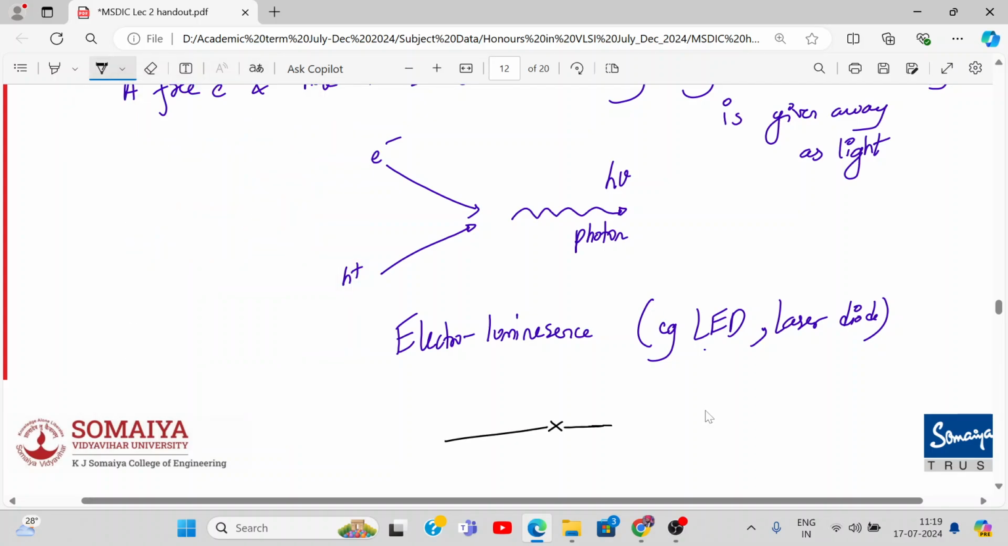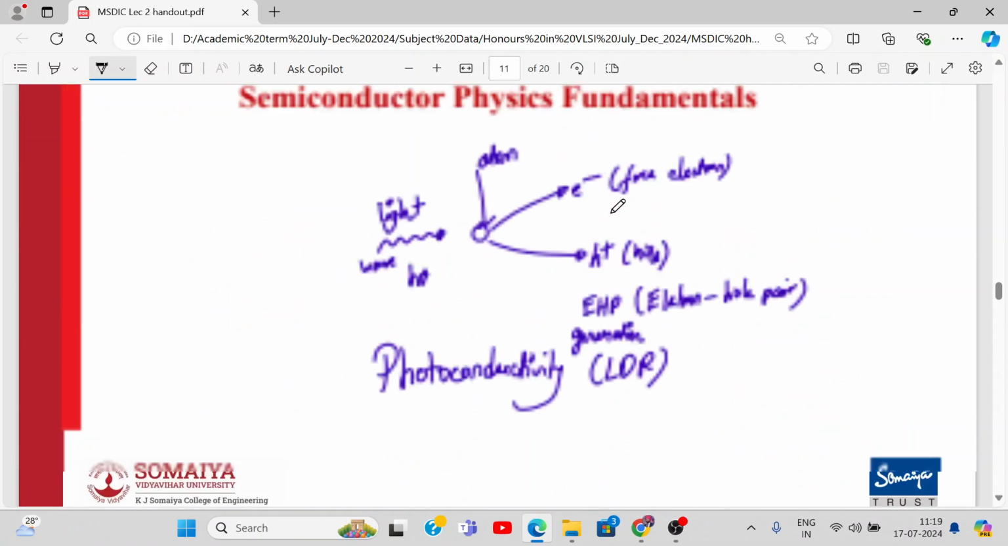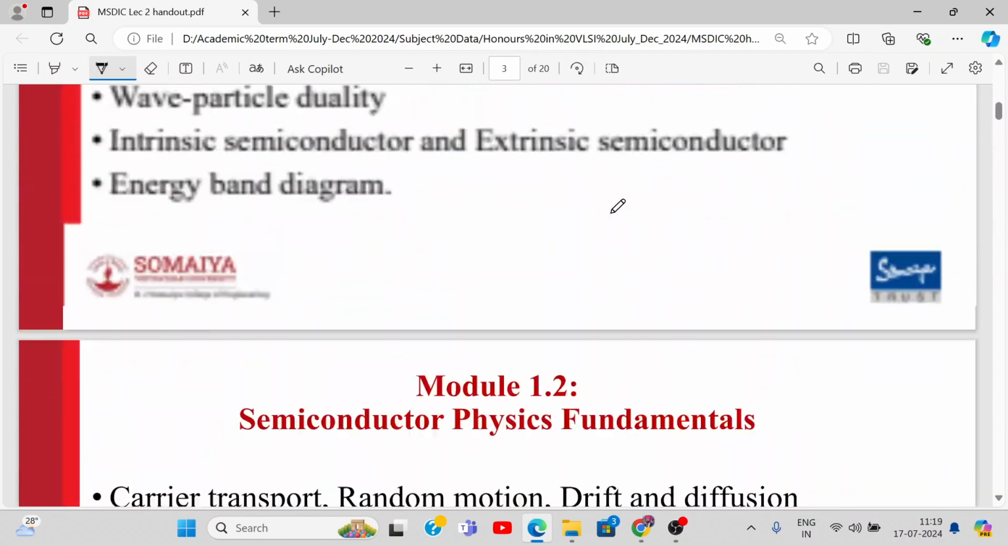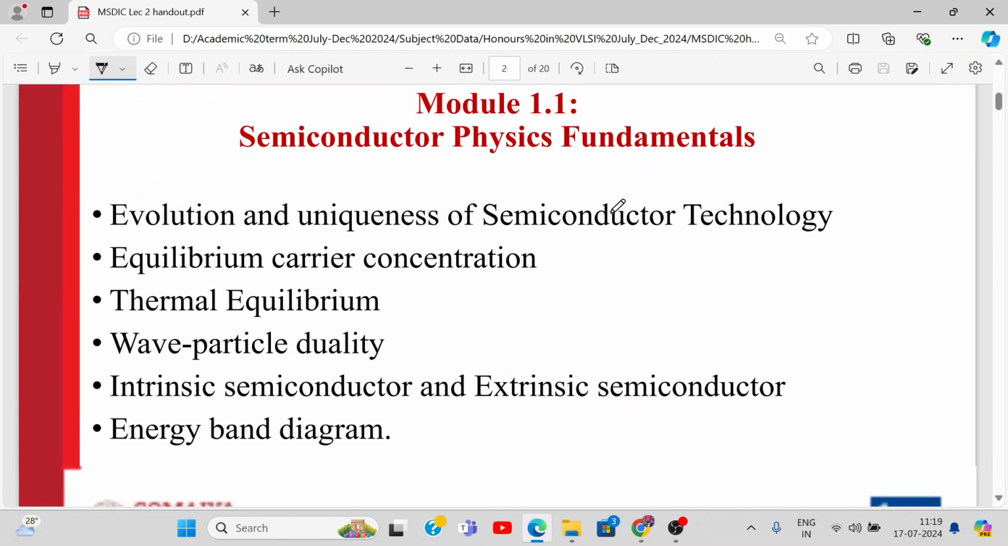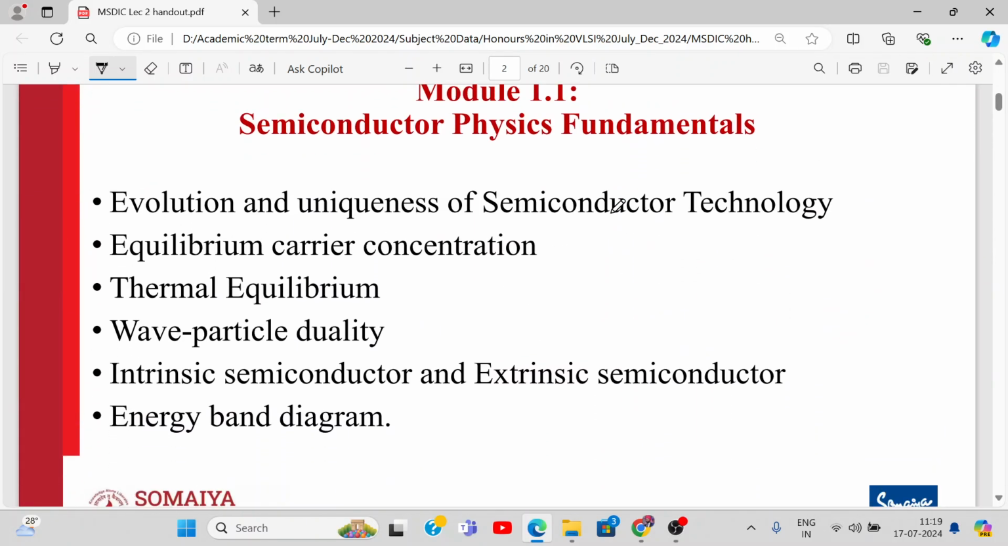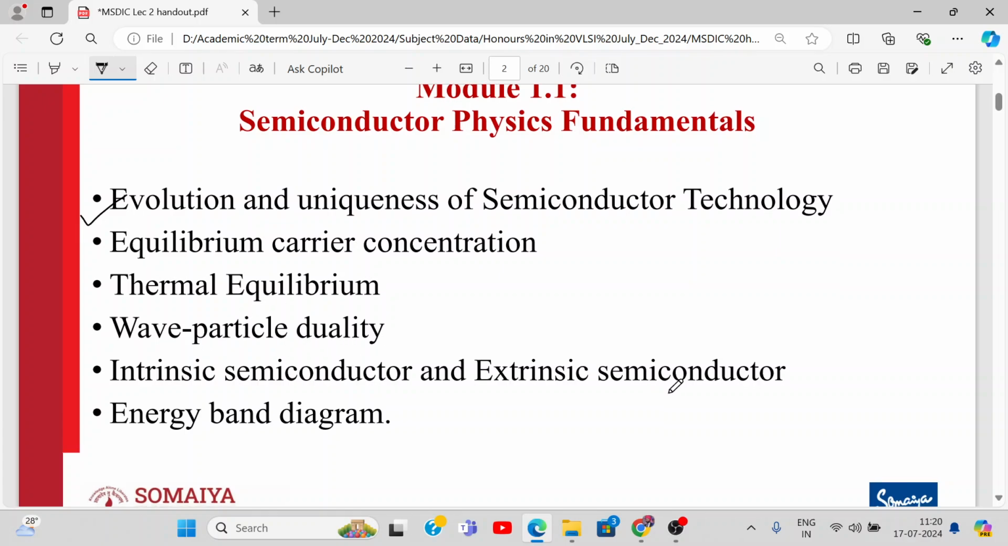So that will be all for today. Give me 1 minute to revise what we have done so far in today's topic. Let me go back to the earlier slide. So we have completed today the evolution and uniqueness of semiconductor technology. Next lecture will start with equilibrium carrier concentration, thermal equilibrium, wave particle duality, and intrinsic and extrinsic semiconductors.